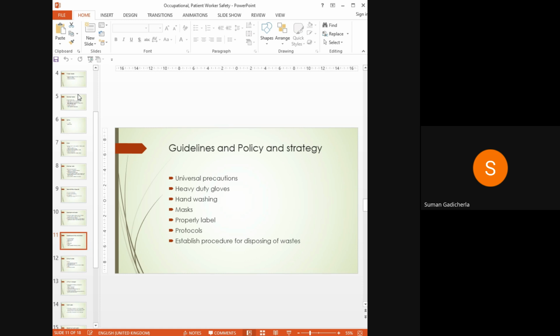Is there an infection control nurse? Is there a physician who looks after such activities? These protocols have to be specifically stated, and anybody who is working in that hospital should know that if there is a needle stick injury, I need to report it to person X, and whatever that person X tells you to do, you will have to follow. That is what we mean by protocols, and there should also be a procedure for disposing of waste.